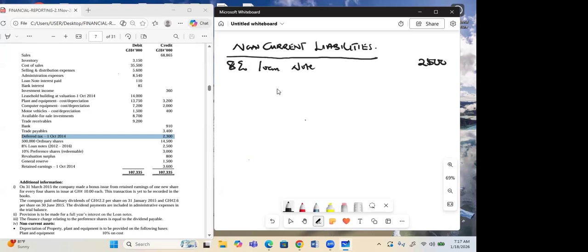Then apart from that, you have preference shares, right? It was a 10% redeemable preference shares. What was the capital? 3,000. It was redeemable, 3,000. Then now, in your income tax, you have a deferred tax. Do you remember? So capture your deferred tax.